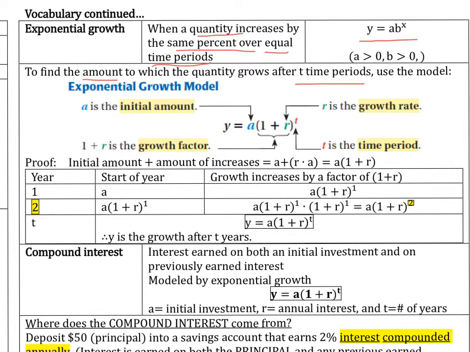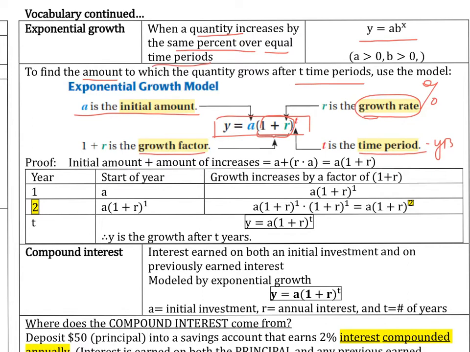model called the exponential growth model, where y equals a times the sum of 1 plus r to the t power. Let me define what every single variable means here. A will be the initial amount that you begin with. 1 plus r is known as the growth factor, and r is the growth rate. It would usually be a percentage that's given to you, and t would be the time period, and usually it's in years.